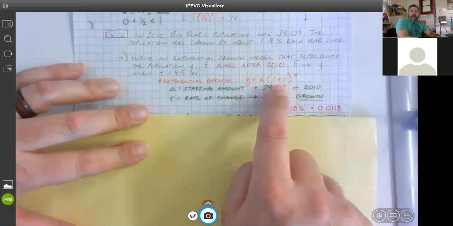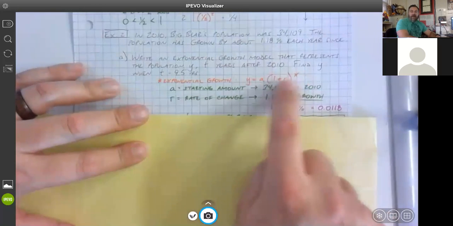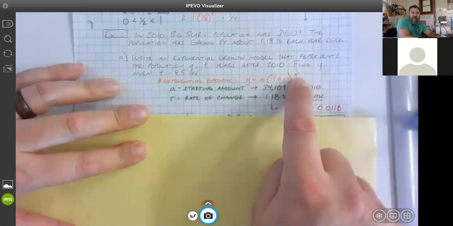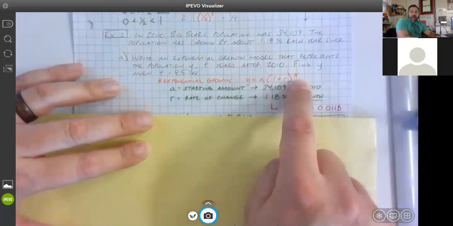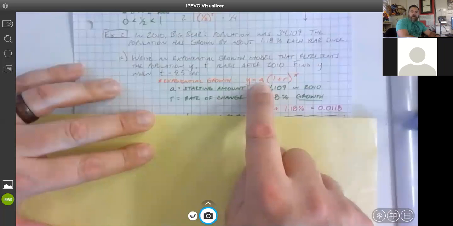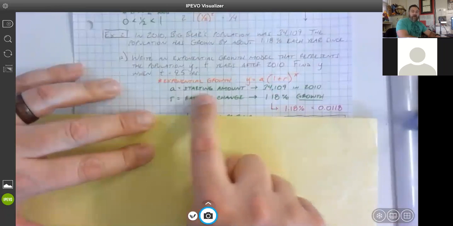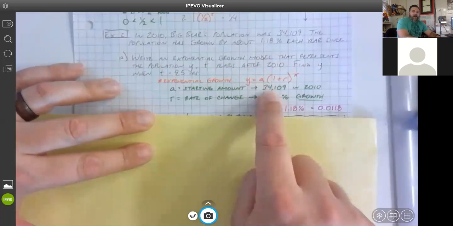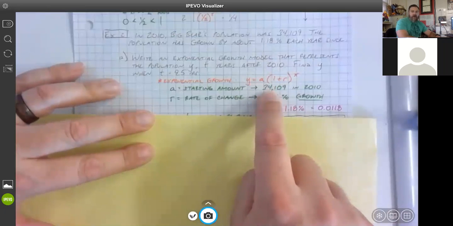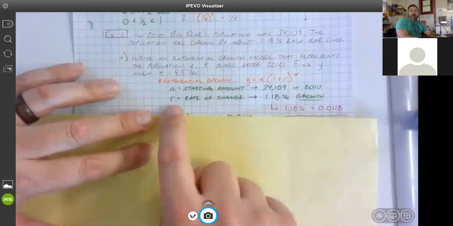All right, so then it's just to identify the pieces that I need. Y and x are going to stay y and x. Actually, technically, I'm going to use t for x because that's going to represent time. But y and t in this case will stay y and t. Those are my variables. How many people live in Big Bear at a given time versus how long it's been since 2010. Those are variables. A, again, represents some starting amount. In this case, that's the 34,109. So that's going to be my starting amount, the constant population that happened in 2010, right? R is going to be my rate of change.